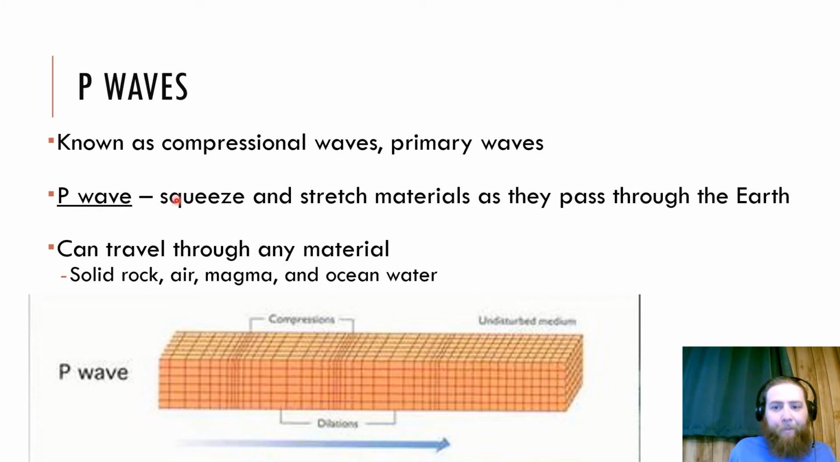P waves are known as compressional waves or primary waves. They squeeze and stretch the material as they pass through. Think of it like an earthworm. You have this big stretched out material, and then everything really close together, compressed, then stretched out again. P waves can travel through solid rock, magma, ocean water, and air. So they can travel through liquids, solids, gases, the whole works.